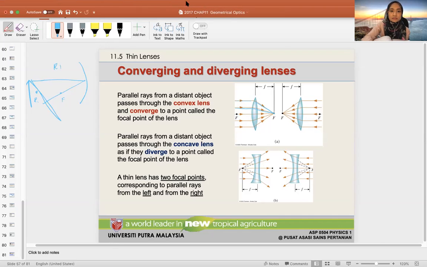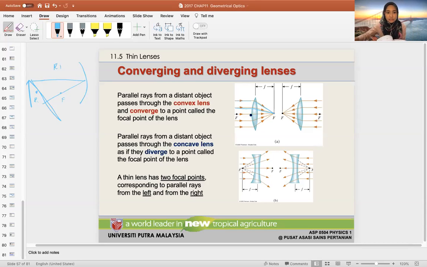Wait a moment. Lens. Parallel rays go into the focal point, and the other ray is going through the center. This is not the slide. Wait a moment.